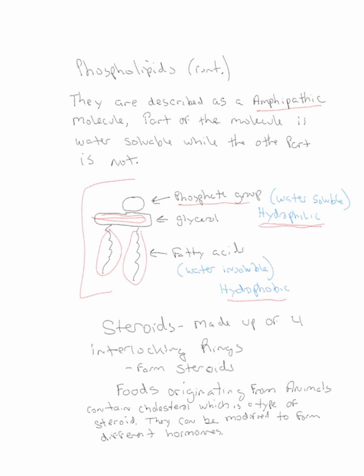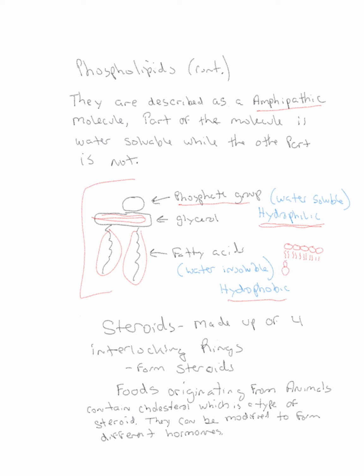Because of that, that actually influences how they're arranged in membranes of the cell. What you'll see is that the phosphate heads will face towards the outside of the membrane, and the fatty acid tails will face towards the inside of the membrane. And you'll see two layers of them.